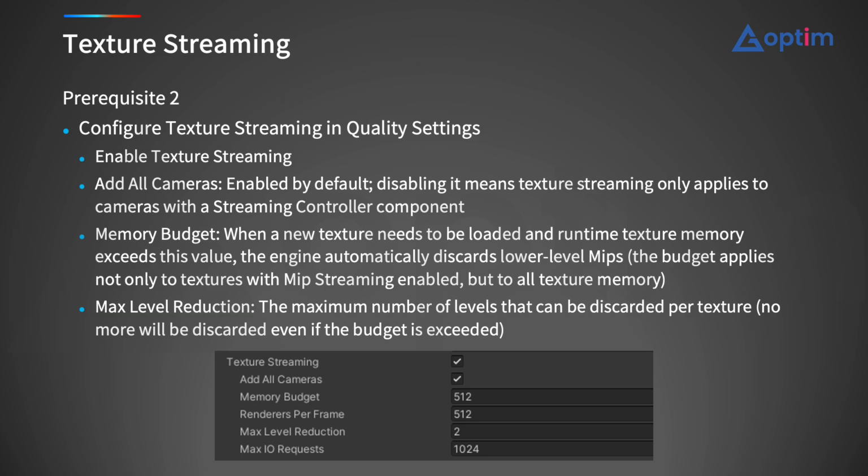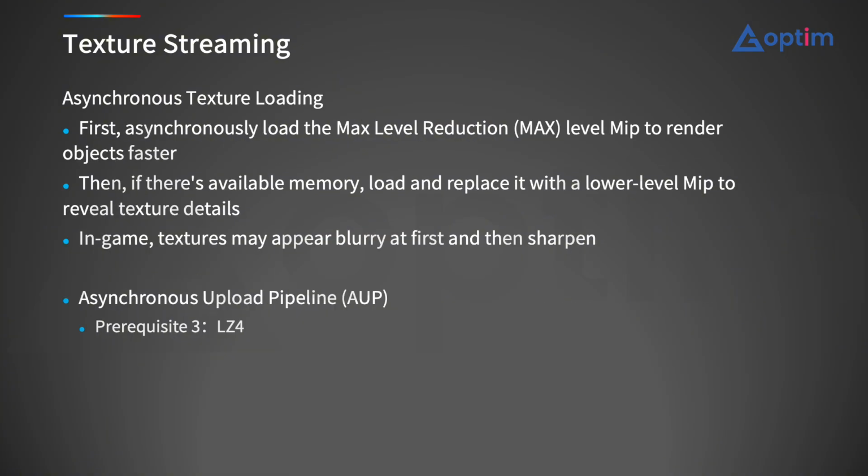Texture streaming also works closely with asynchronous loading pipelines. The engine first asynchronously loads the minimum required MIP level, for example, the level defined by max level reduction. This allows objects to appear visually faster. Later, if memory budget allows, higher detail MIP layers will gradually load. In gameplay, this may create a visual effect where textures appear slightly blurred at first and then gradually become sharper. That's expected behavior. Another prerequisite is asynchronous upload pipeline support. This requires assets to be packaged using LZ4 compression.